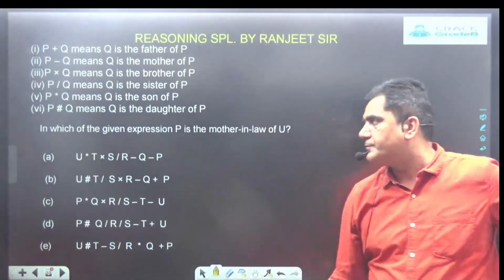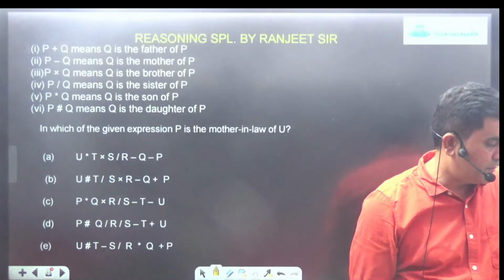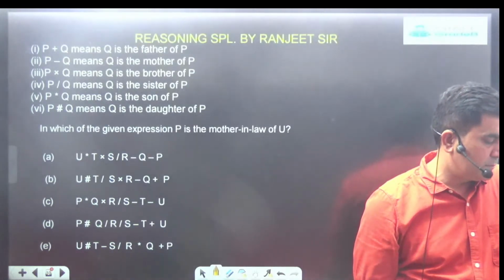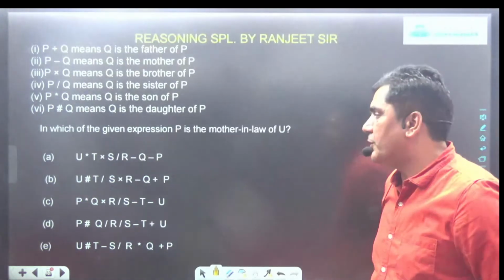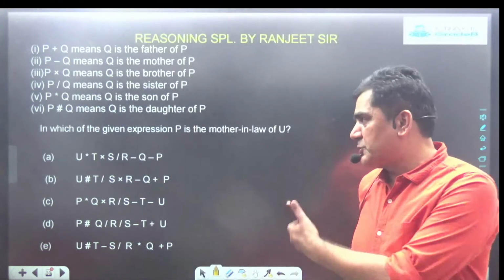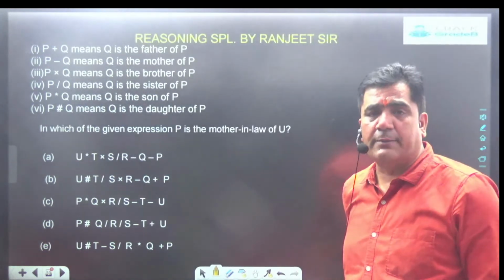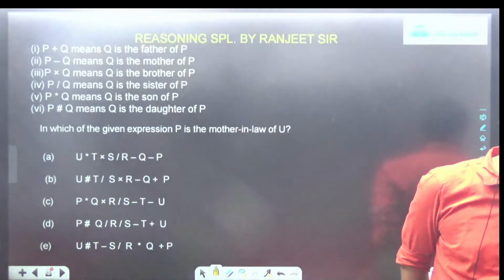A typical one. Let's solve this one. I am giving you a time of 2 minutes. Try to get the answer within 2 minutes. In the exam, this question can be solved within 30 seconds only, but here I am giving you 2 minutes. Let's get the answer.